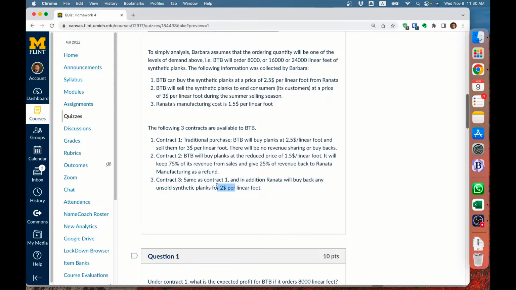And you might say, well, $2 per linear foot is less than what they sold to the retailer initially at $2.5. So if the retailer buys at $2.5 and returns for $2, they still lose $0.50 per linear foot, and that is correct. But notice what has happened here, that the cost of excess inventory for the retailer has gone down. Before, the cost of excess inventory was like $2.5.